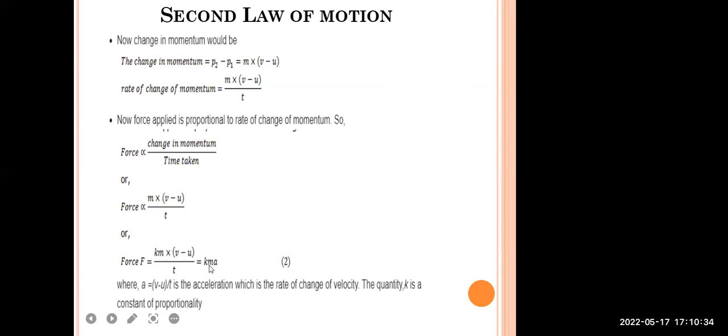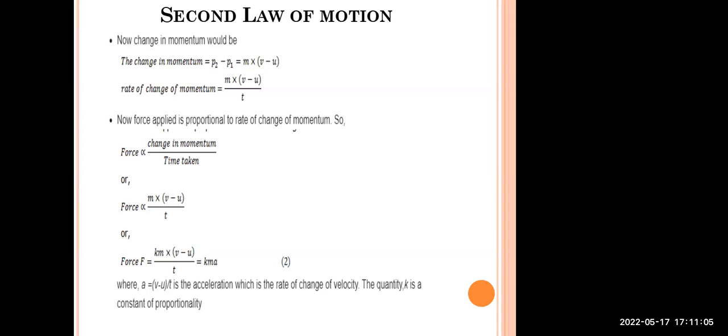This m I have kept as it is, and (v minus u) upon t is nothing but my a. So F is equal to kma. k is nothing but your constant of proportionality. We can see that F is proportional to ma. So my second law of motion gives me the relation between the force F and a, which is your acceleration.